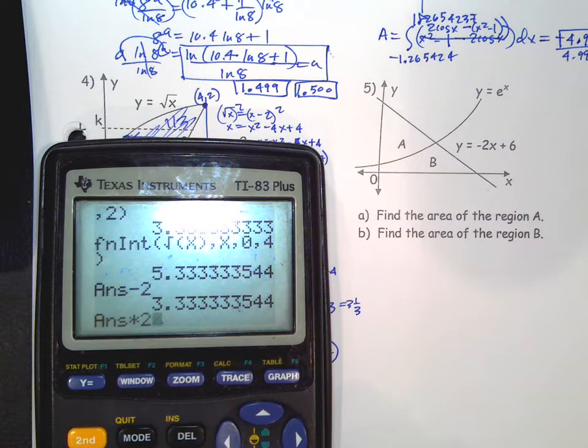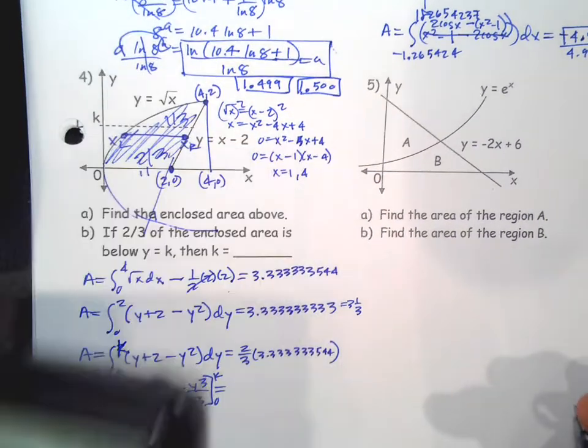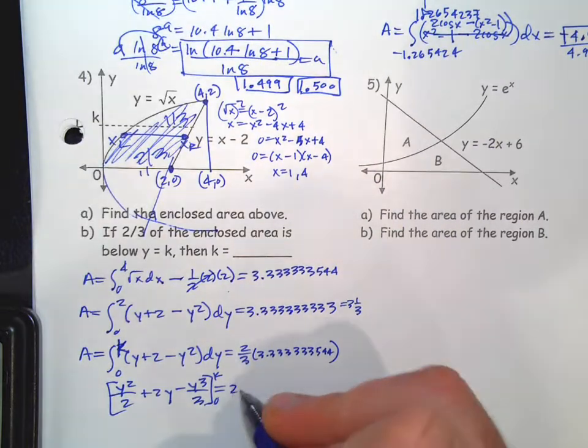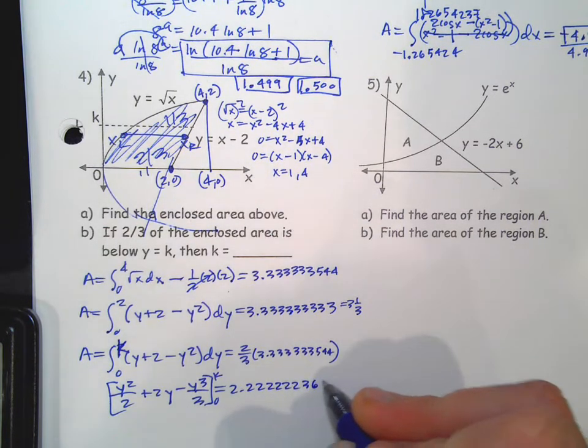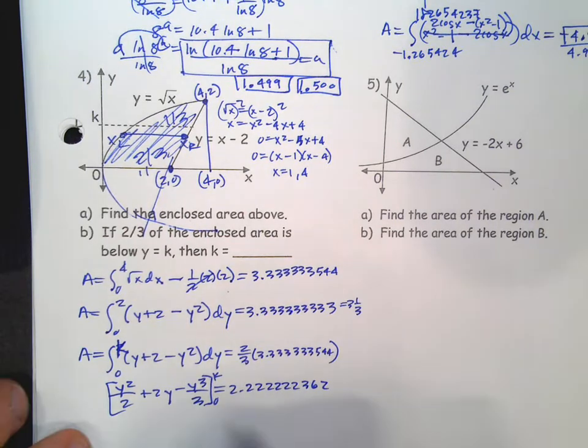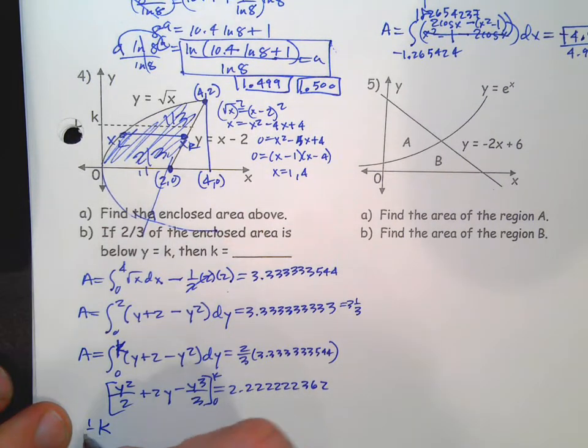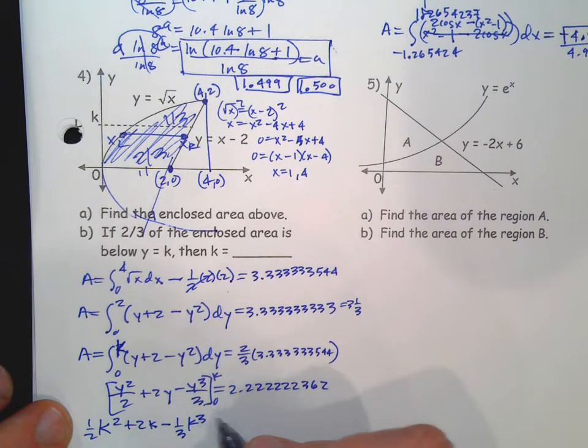And times 2/3. We get 2.222222362. All right, now we plug k in. So it's going to be 1/2 k squared plus 2k minus 1/3 k cubed. Plug zeros in, that's all 0.